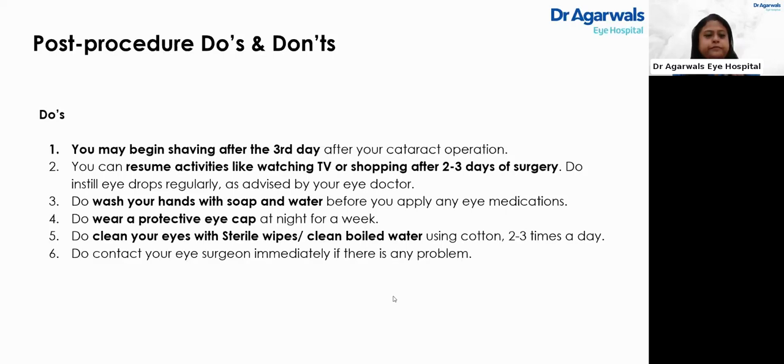So now we go on to the post-surgery do's and don'ts. You can start shaving by the third day. You can comb your hair from day one. Watching TV and all is allowed within a day or two. You need to wash your hands with soap and water before you apply any eye medications, and do wear a protective eye cap, and see that you clean your eyes properly with sterile wipes. If you don't have the wipes, you use clean boiled water and soak cotton in it and clean the area around the eye. Very important that you need to contact your eye surgeon immediately if there is a problem.